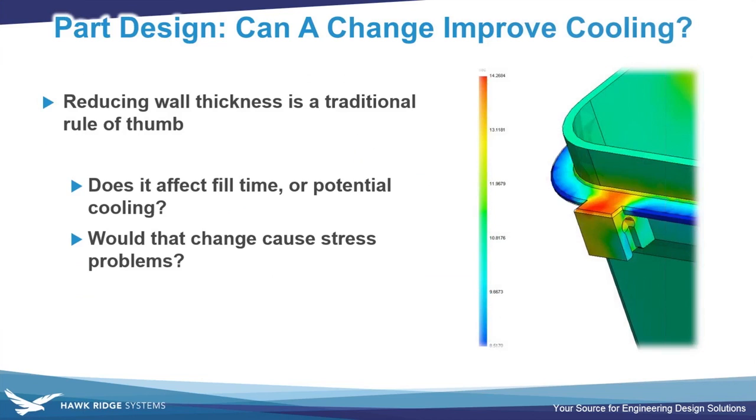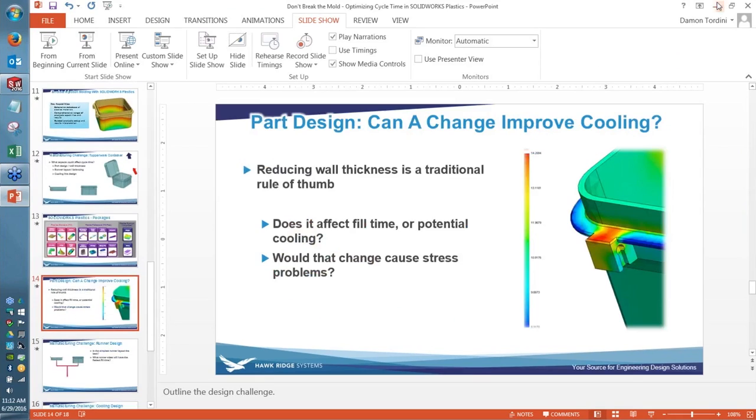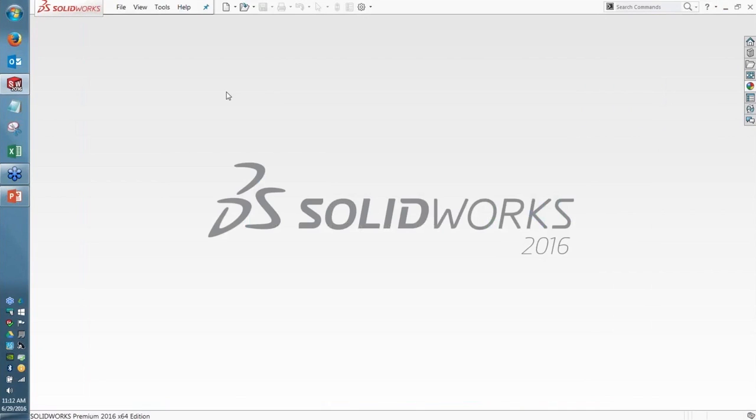So let's look at the first aspect of this, the part design side. Can a simple change in the part design improve cycle time via cooling or fill time or other things? Well, let's take a look. First of all, if you open SOLIDWORKS, of course, you can run SOLIDWORKS Plastics to simulate this injection molding process on any part file.